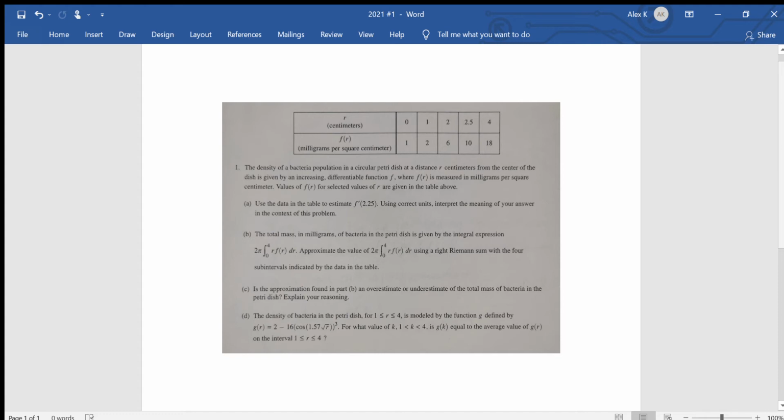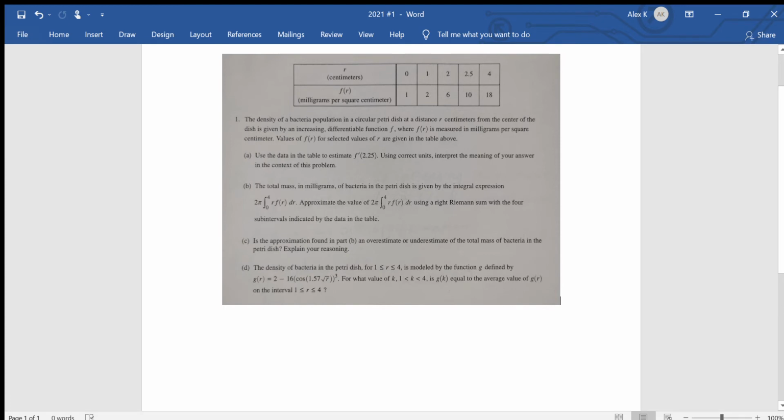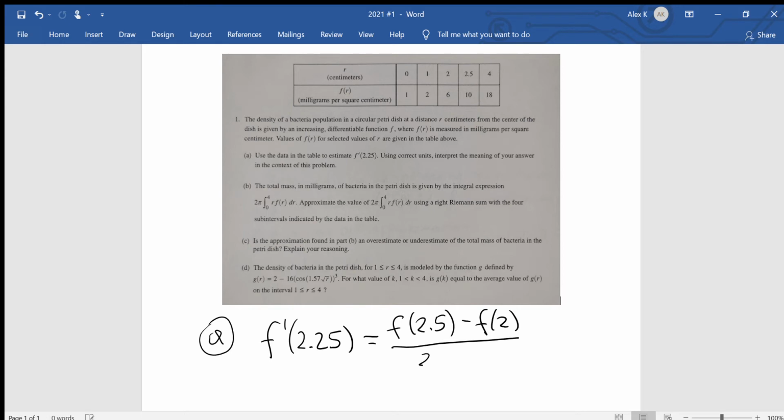So the first question is, use the data in the table to estimate f prime of 2.25 and then interpret that in the context of the problem and use the units. So let's go ahead and do this question. So part A, we approximate that by using two close points. So it's going to be f of 2.5 minus f of 2 divided by 2.5 minus 2. And once we simplify everything, this is going to be 8. We're going to have milligrams per square centimeter per centimeter.